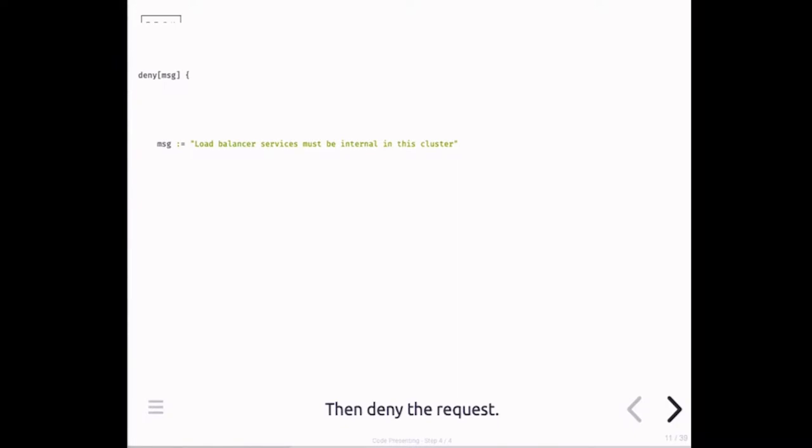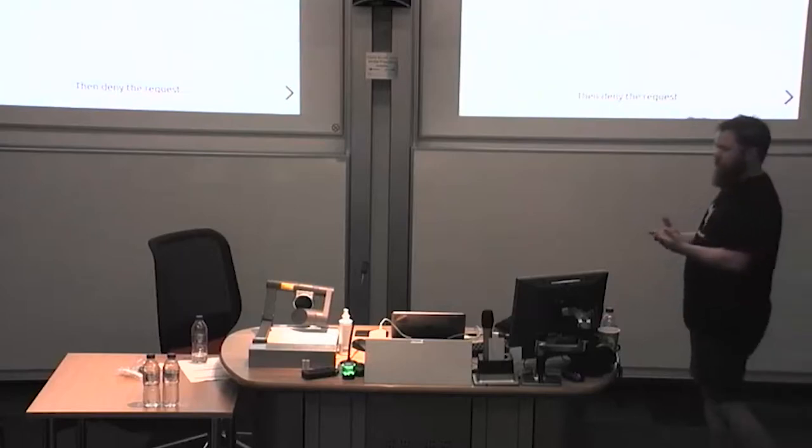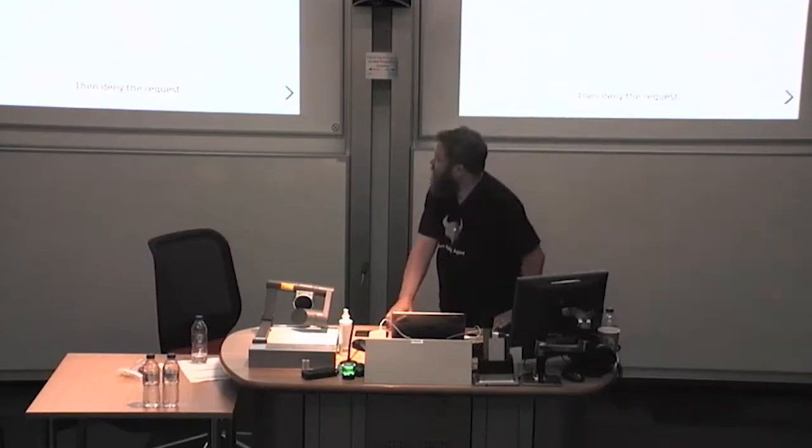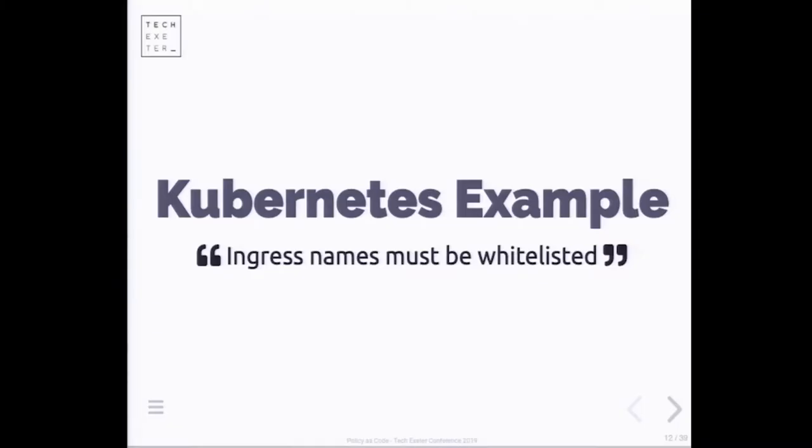So you can create services, that's not a problem. But you can't create services of type load balancer unless you specify it's an internal one. So now with that policy, my developers can create internal services that offer services on our internal network but outside Kubernetes, but they can't create public-facing ones. So that's an example of a policy written in that language.